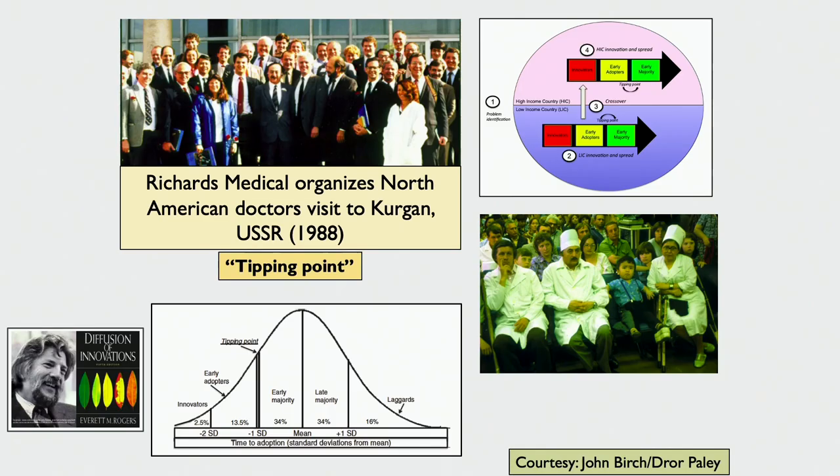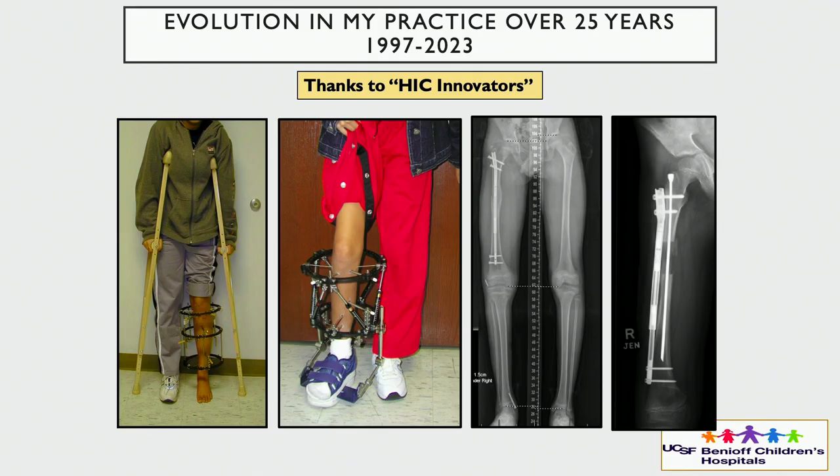Then it takes off when Richards Medical, which ultimately became Smith & Nephew, sponsors a trip for North American surgeons. I don't know if Kevin was part of that. They go to Kurgan in 1988 and come back, and I think that really hits the tipping point in a high income country. In a small way, it's affected me, thanks to high income country innovators, in how my limb deformity practice has changed over the years.